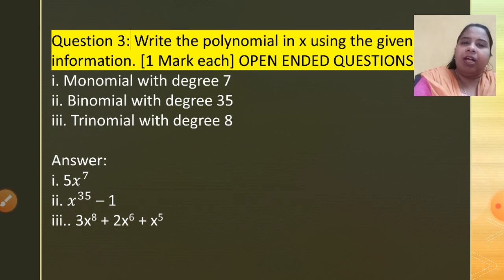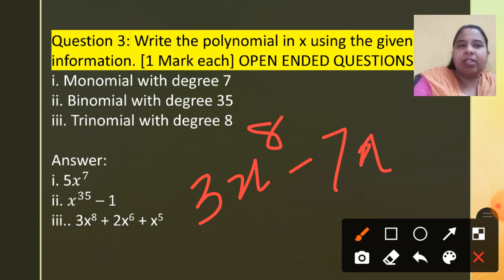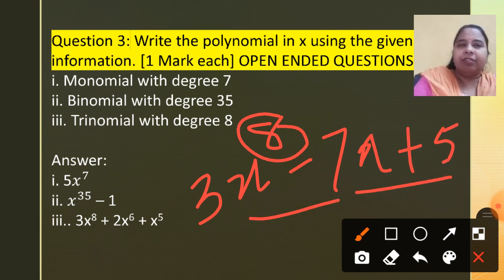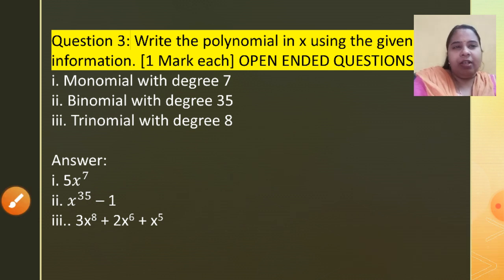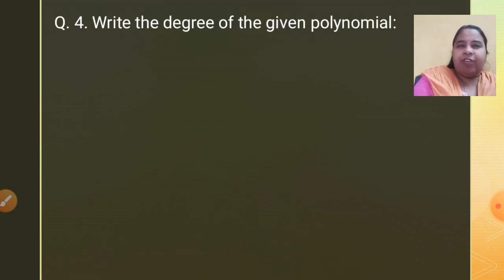Trinomial with degree 8. I have written one here: 3x raised to 8 plus 2x cube plus x raised to 5. If you feel that you don't want to write all this, you can write, but it should be a trinomial, take care of that: 3x raised to 8 minus 7x plus 5. It's a trinomial. There are three terms and the degree is 8. Any way which you want, you can write. These are open-ended questions. I hope you have understood it. Okay, so write fast and move to the next question. The next question is this. Very easy again.